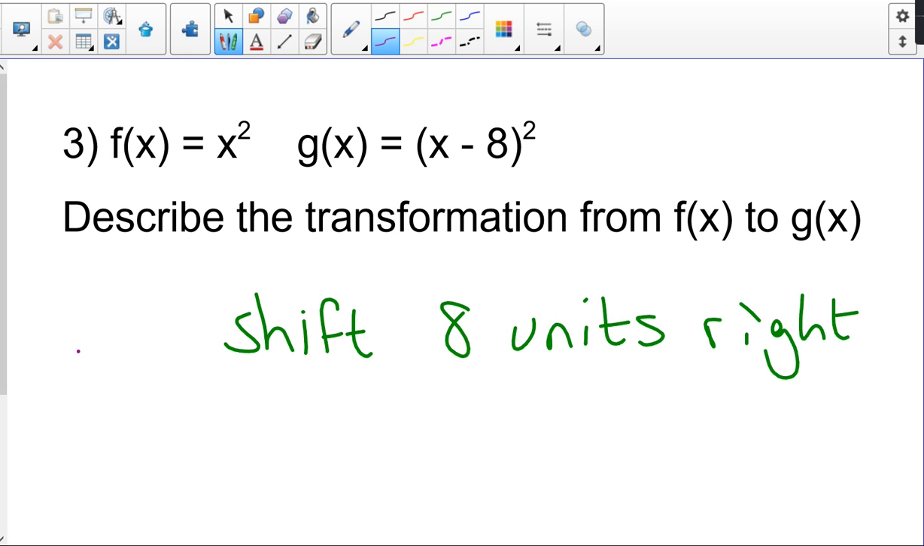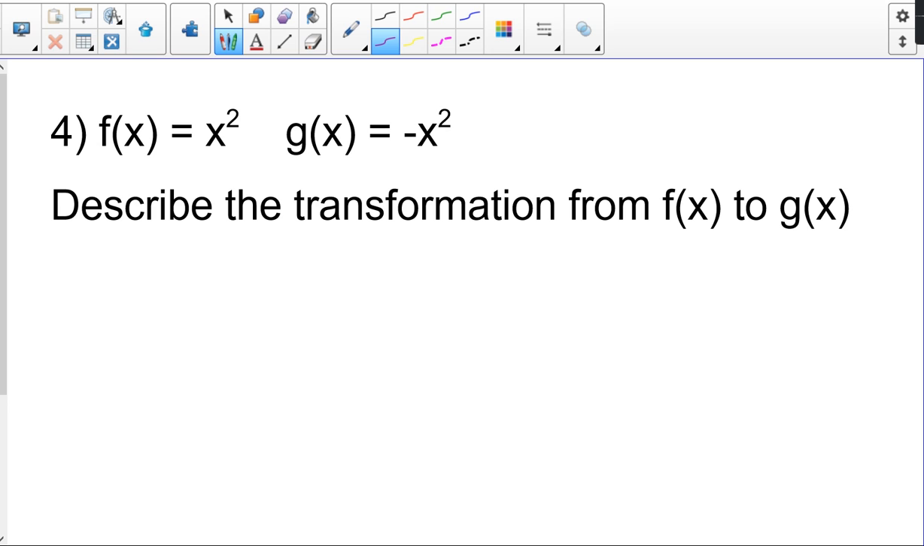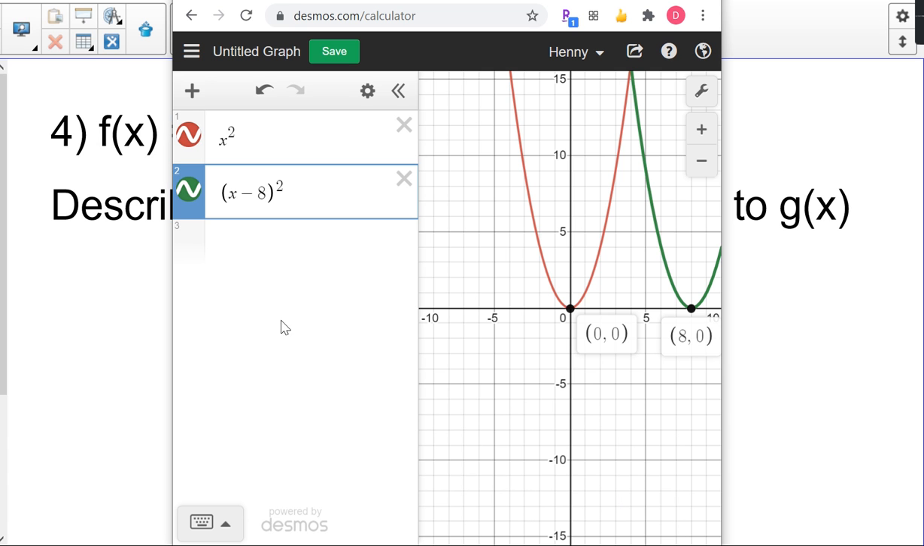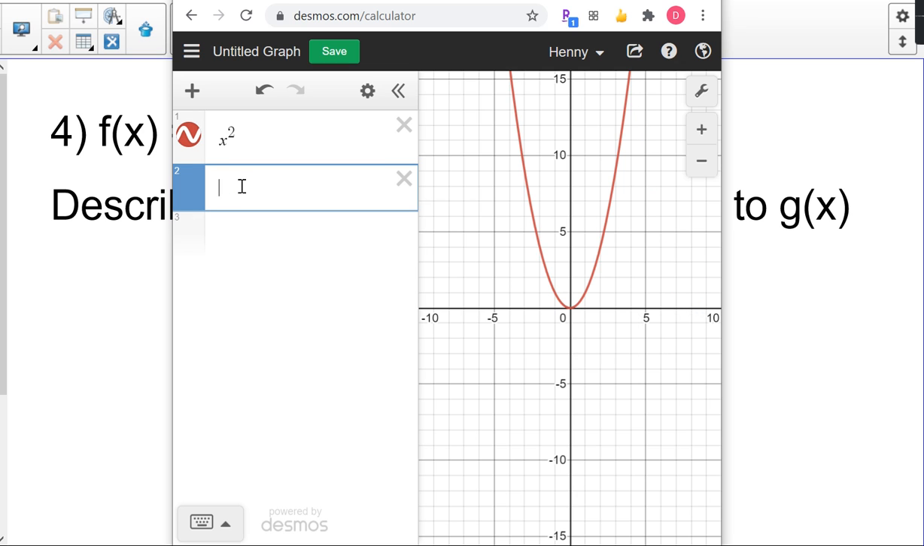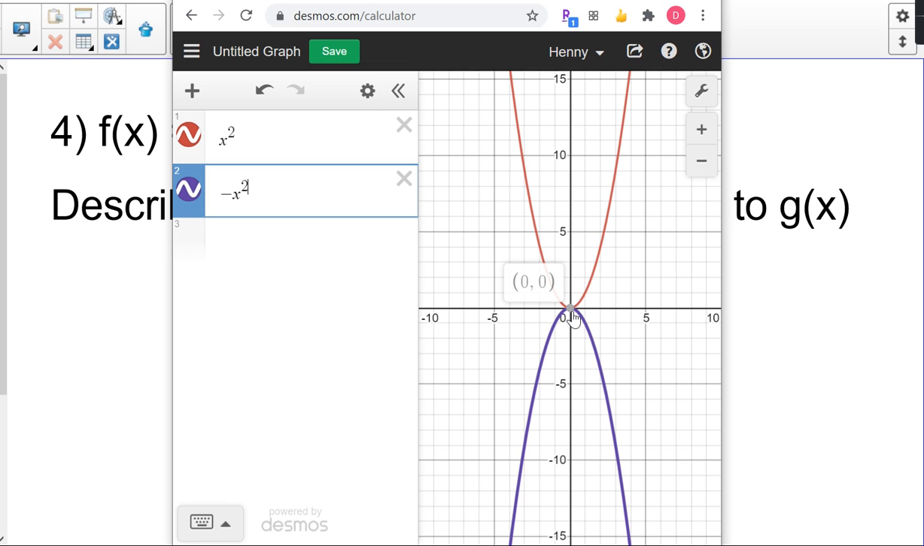Okay, and the fourth transformation, the last transformation we'll look at for today, is from x squared to negative x squared. Think of what that change does. Okay, so it takes all the positive outputs and makes them negative. So what happens to our graph? We go from x squared to negative x squared, and look at that, it turns upside down. It reflects over the x-axis.